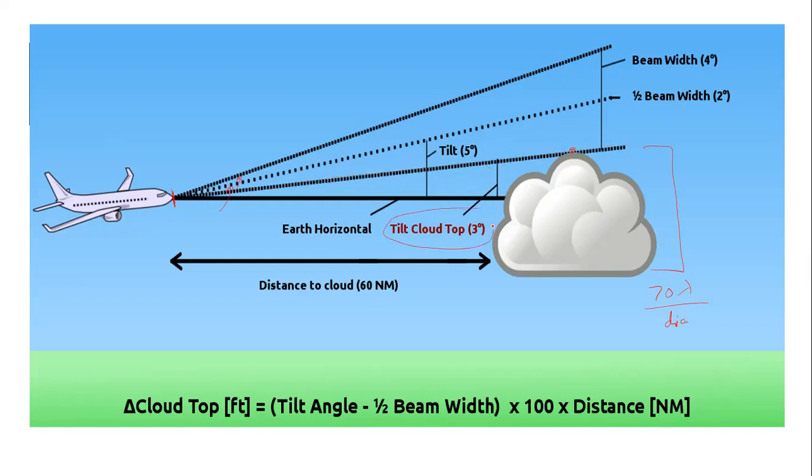Once you get the tilt, we have the distance. Now see the beam width. Beam width is given 4. So we have the formula. So tilt angle, how much is tilt angle? 3 minus half my beam width. Beam width is 4, into 100 into distance, which is 60. So my answer comes 100 into 60, 6,000 feet. So answer is always in feet. That is how we do the questions.